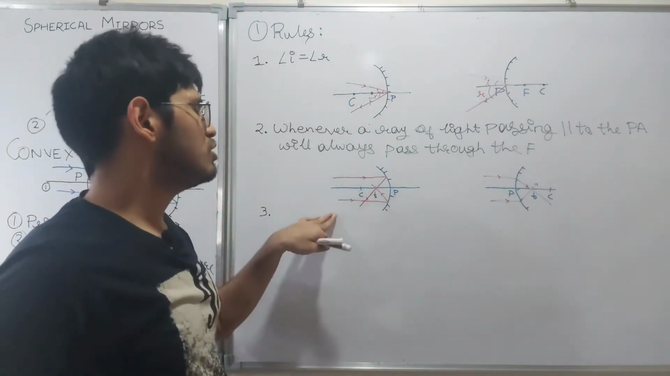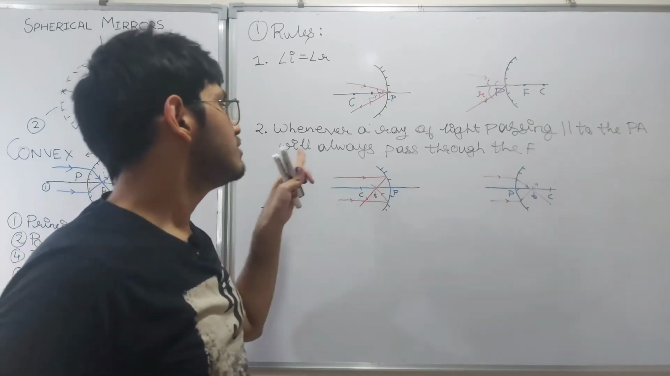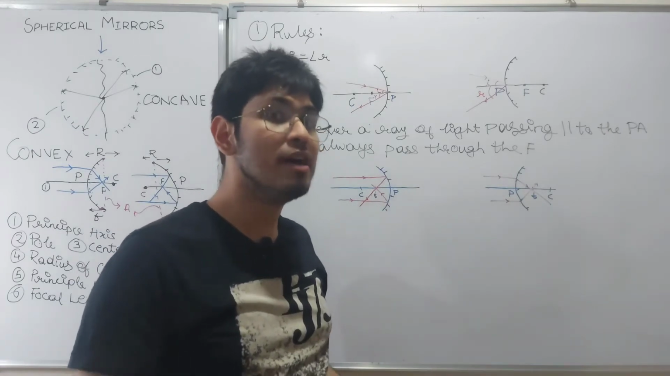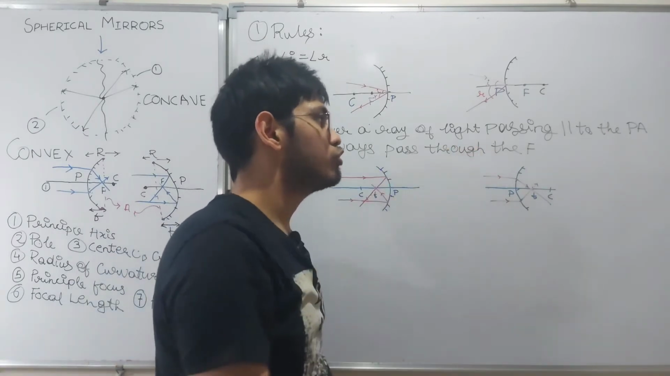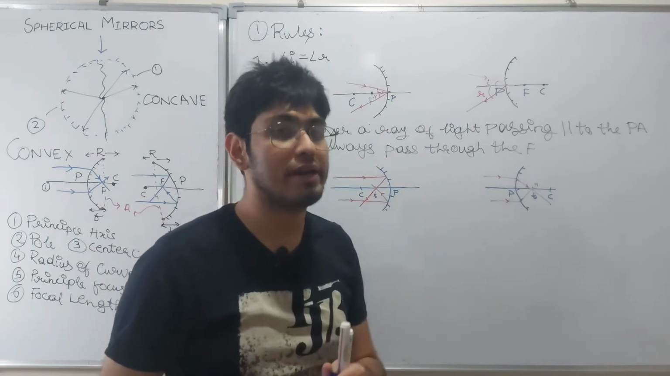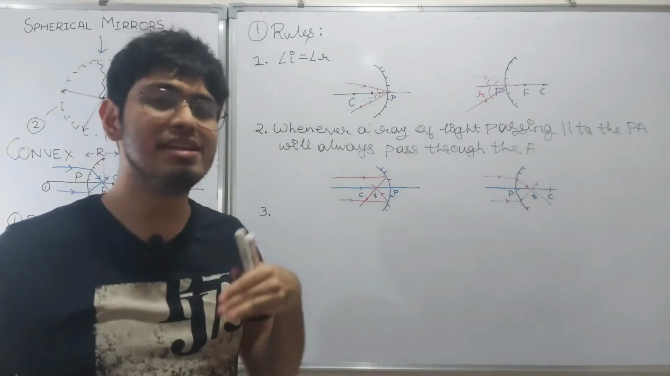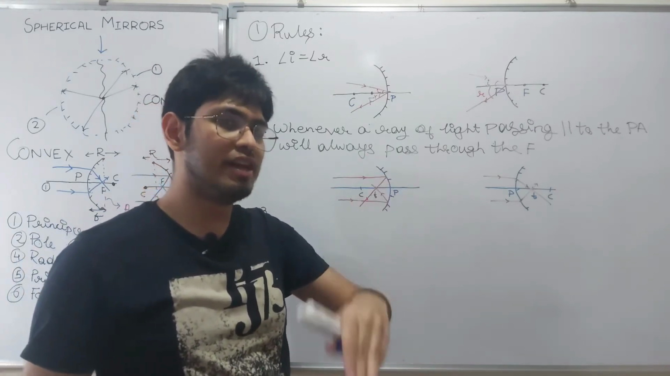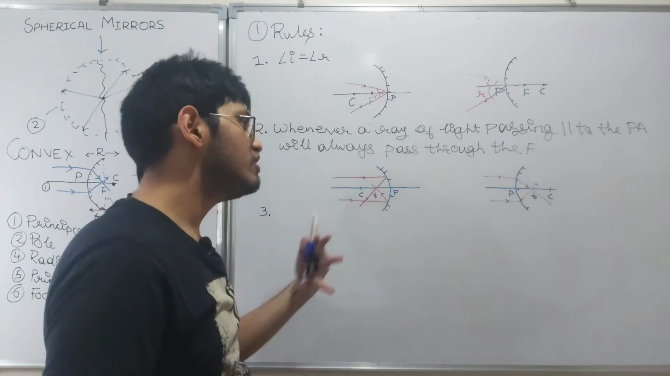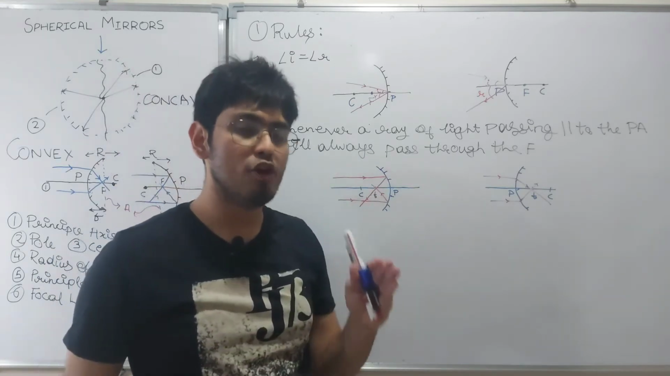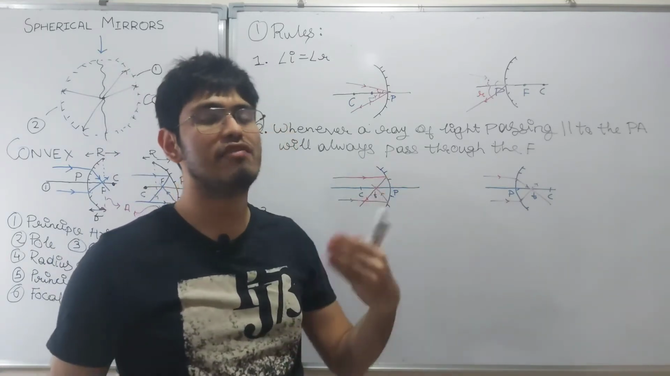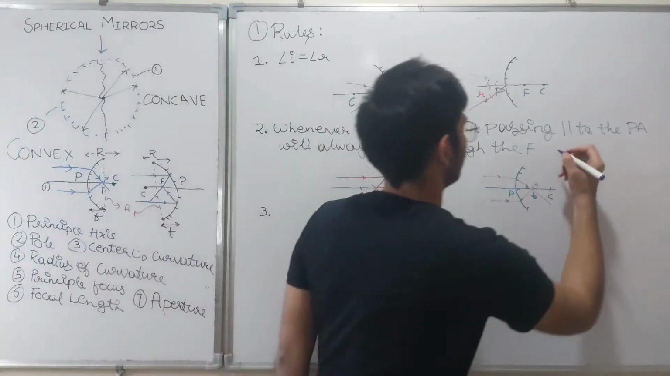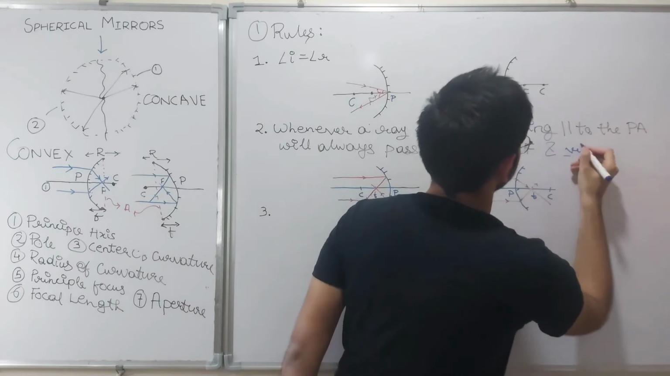But first, you just have to look at this statement also. I told you that a ray of light passing parallel to the principal axis will always pass through the focus, but vice versa is also correct. If a ray of light is passing through the focus, then the reflected ray that we are going to get will always be parallel to the principal axis. So you can write it over here, and vice versa.